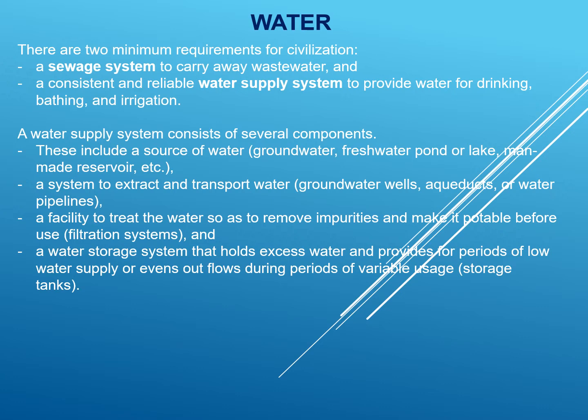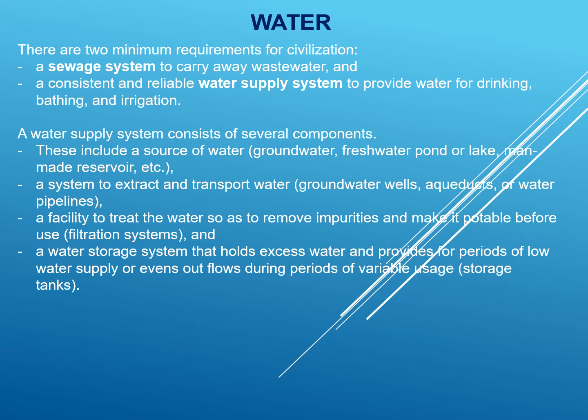Now, there are two minimum requirements for civilization. Actually, this is for the whole society. One is to have a sewage system to carry away wastewater. When we say wastewater, these are the waters which came from your kitchen, came from your toilet. The second minimum requirement is a consistent and reliable water supply system to provide water for drinking, bathing, and irrigation.